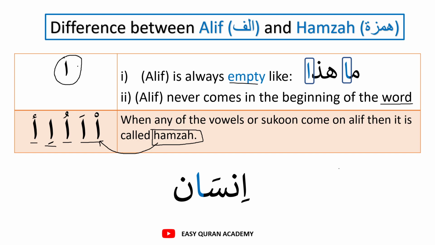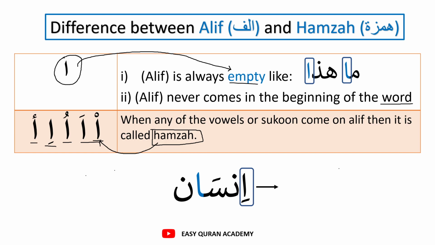So the basic difference that you can see over here: alif is always empty, as we can see over here. That's number 1. And number 2, it never comes in the beginning of the word. And whenever we put Hamza itself, or whenever we put kasra or dhamma or fatha, or even the sukoon sign, then it becomes Hamza and we do not call it alif anymore. Is this clear? Very important, this information, because Hamza is, as I said, very naughty and very, very delicate. It keeps on changing. So we need to know from the beginning what is the difference between Hamza and alif. I hope it's clear now. We can move on to the next part of the lesson.